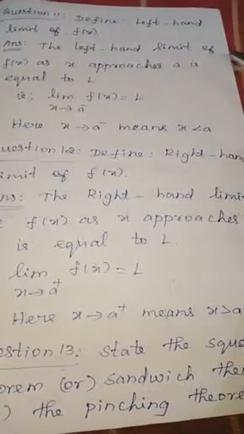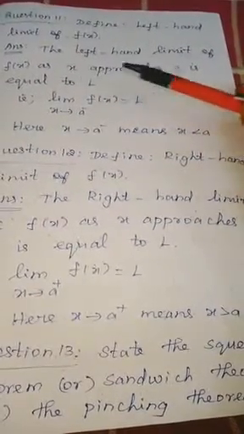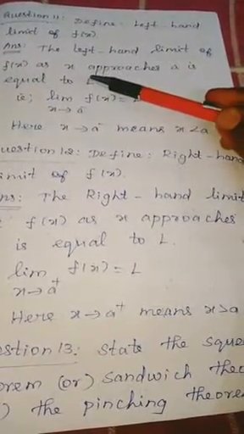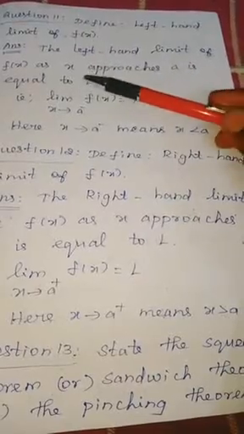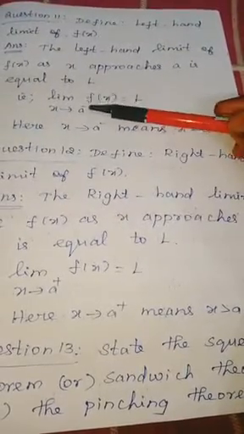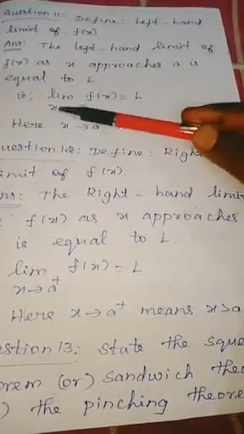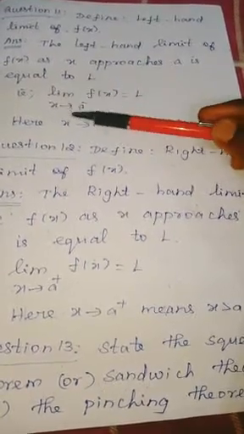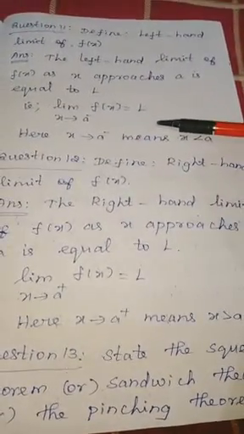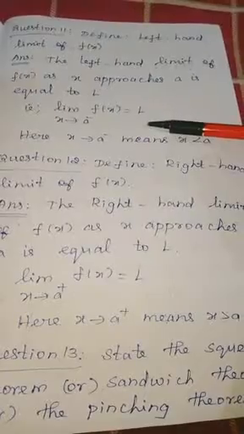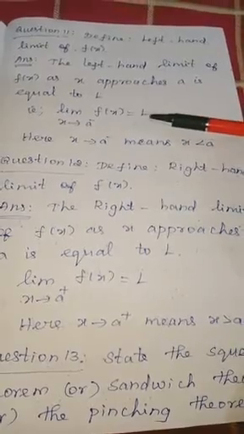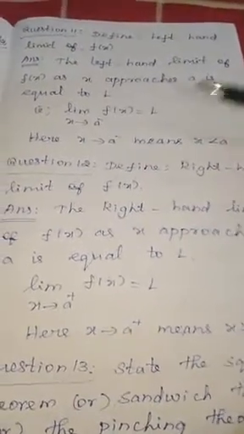Answer is the left hand limit of f of x as x approaches a is equal to capital L. This means limit x tends to a minus f of x which is equal to L, which is the definition for left hand limit of f of x.